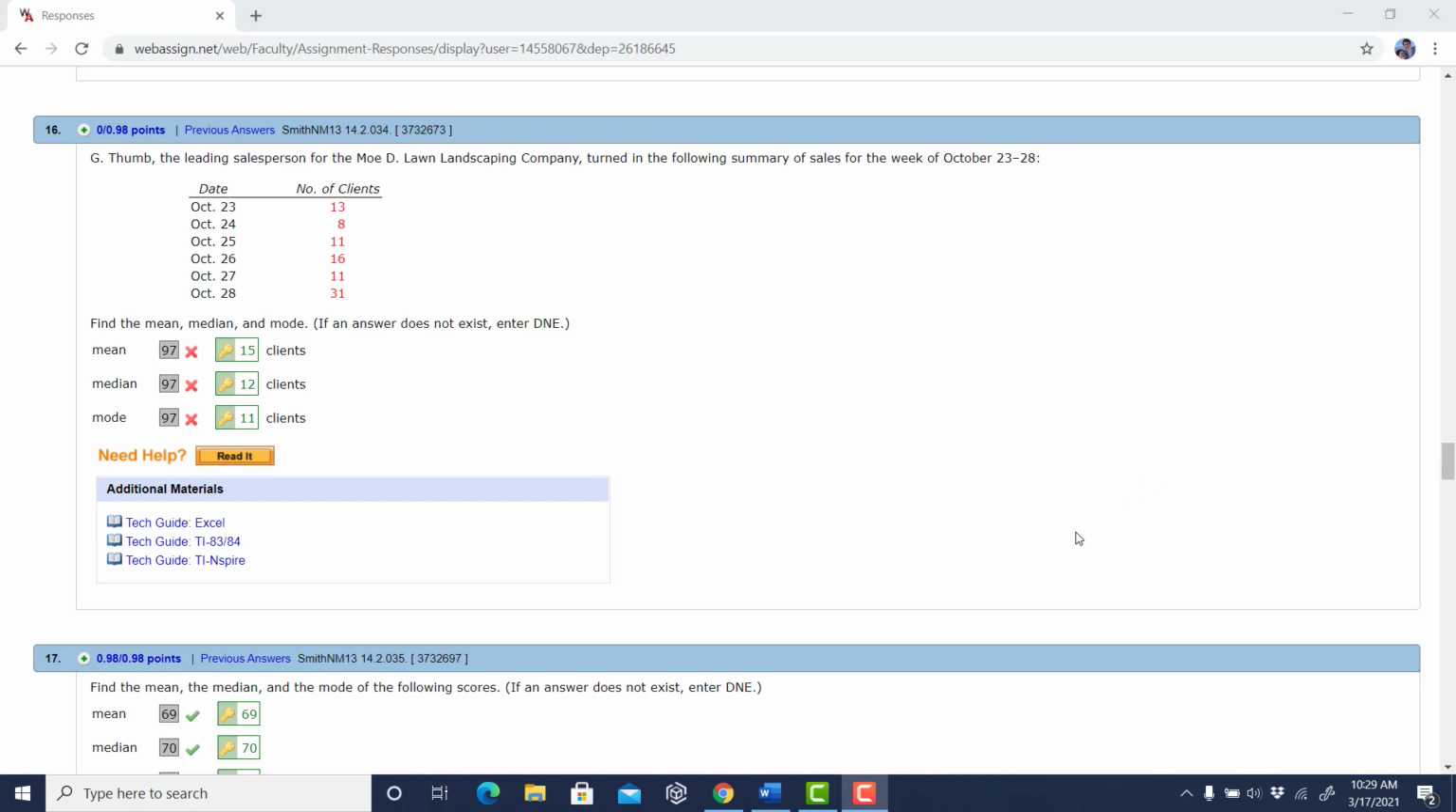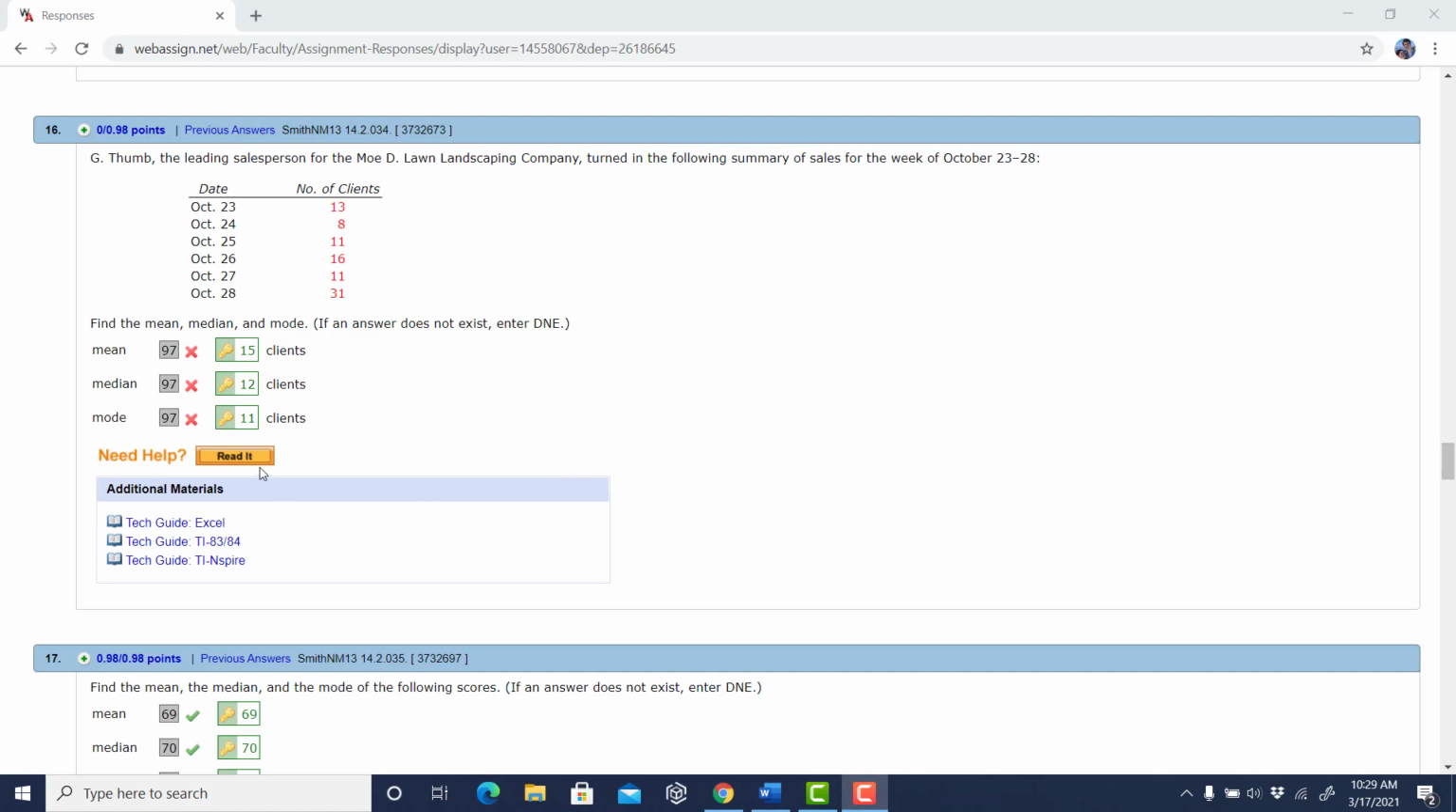Hi, I'm just going to go over problems 16, 25, and 26 here from the 14.2 homework. We'll start with problem number 16, which is up on the screen here. We're given a set of data, and it asks us to find the mean, median, and mode.